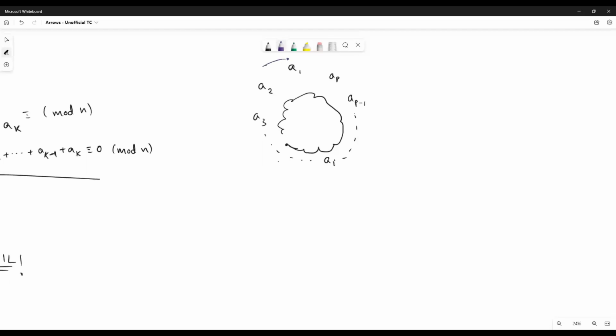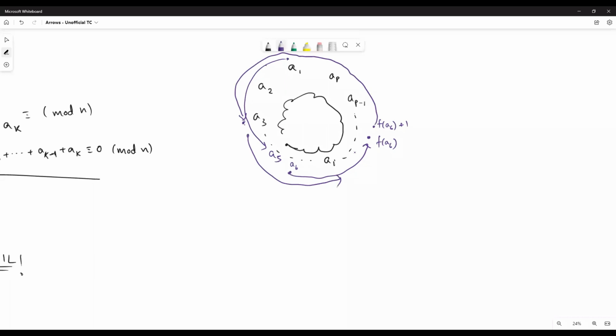Suppose we start at A1 and it goes on till A5. We know that A1 plus so on dot dot dot A5 is 0 mod P. What do we do now? We start at the next vertex, A6, and we continue. Suppose it stops at f of A6. We start at f of A6 plus 1. Suppose it reaches this vertex. We start at the next vertex.